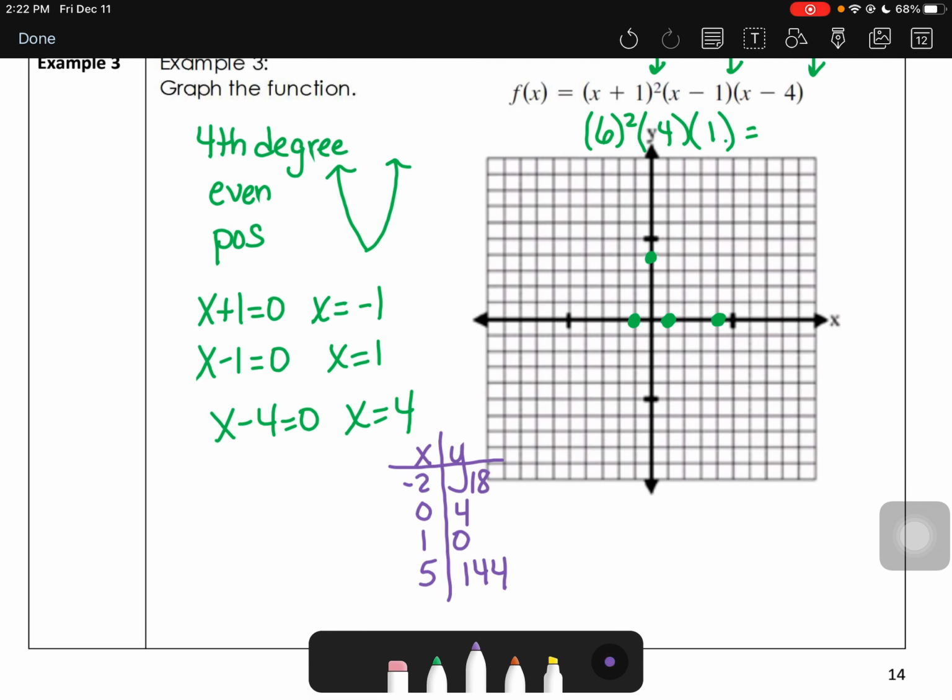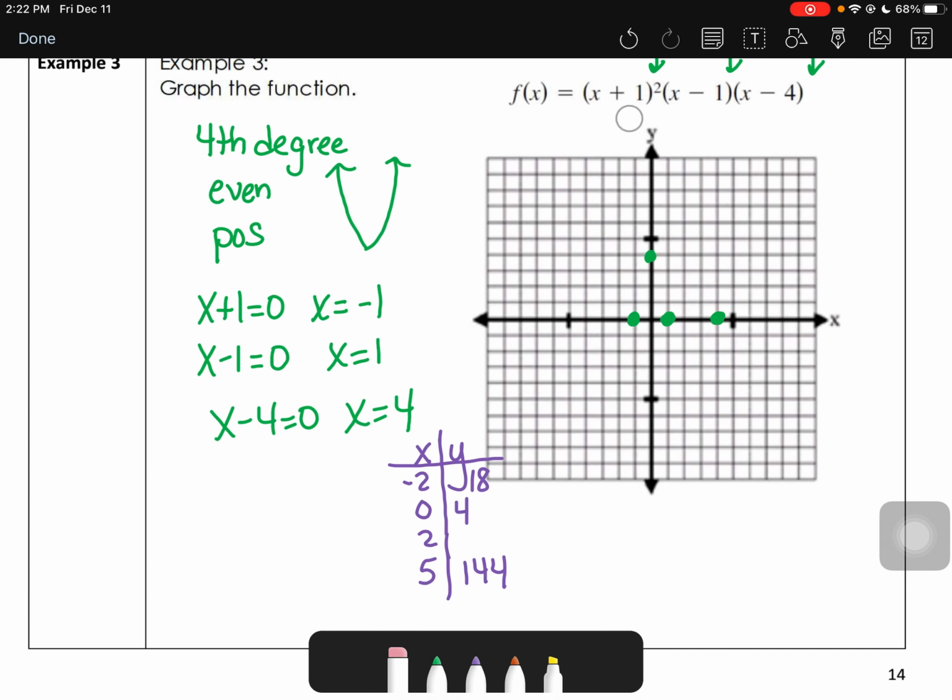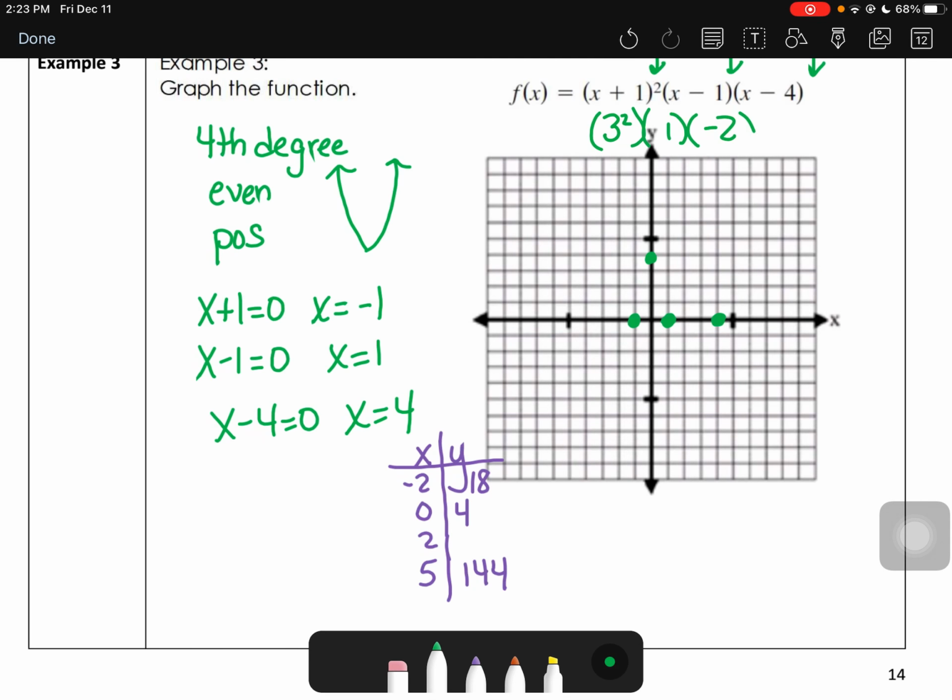Looks like I made a mistake. We probably should have put a 2 in here instead. So I'm going to figure that out right now, because I picked a number that was exactly one of the answers. So if I put in a 2, 2 plus 1 is 3. We have 3 squared. 2 minus 1 is 1, and 2 minus 4 would be -2. So we'd have 9 times -2, which would be -18, which is going off of the graph.